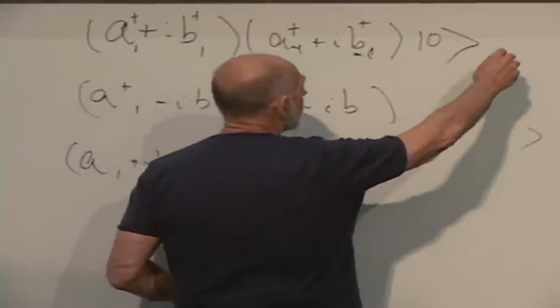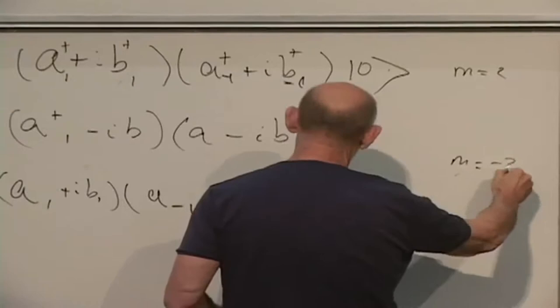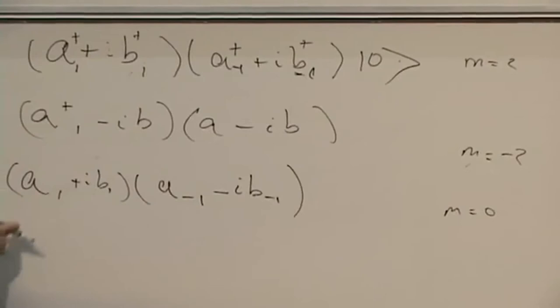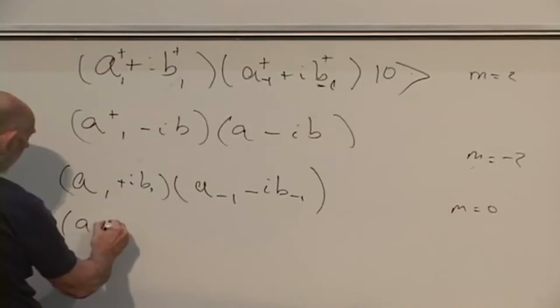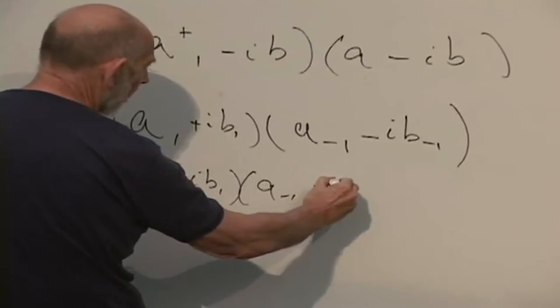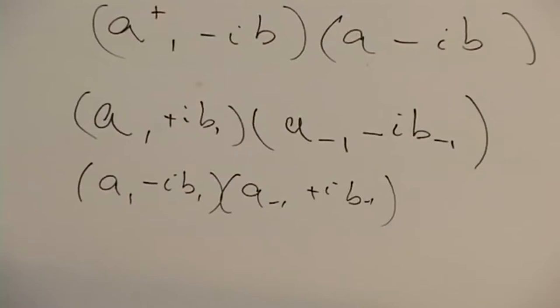This has angular momentum, let's call it m equals 2. This has angular momentum m equals minus 2. This has m equals 0. And the other possibility is to switch plus and minus 1 to make this A1 minus iB1 times A minus 1 plus iB minus 1. Those four possibilities are linear combinations of these.